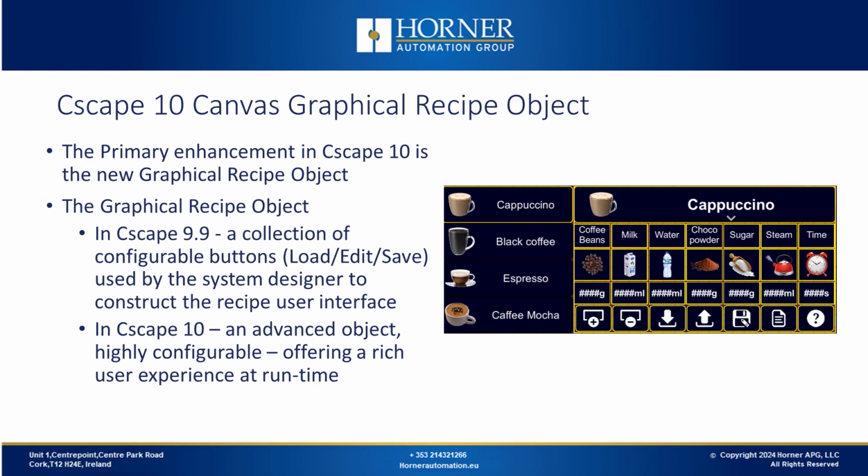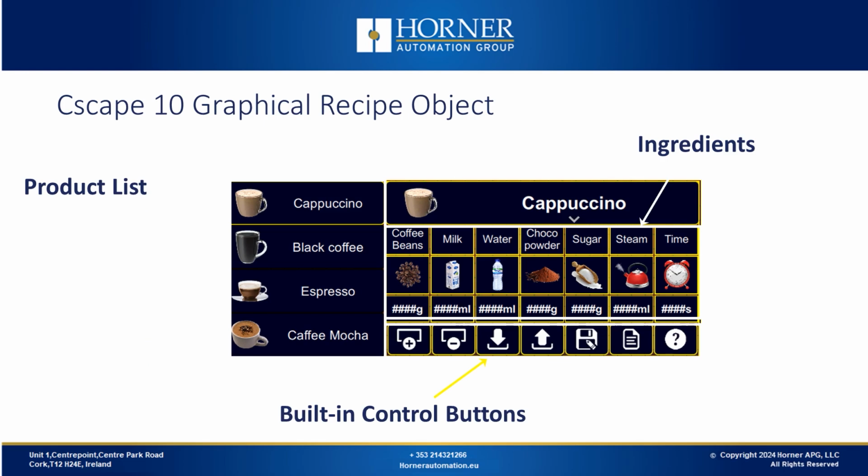The recipe object has also been substantially enhanced for Canvas and Cscape 10. The recipe object is now an all-encompassing object, which gives the system designer a lot of flexibility in configuring the functionality of any single object in regards to loading, saving, and creating recipes. Now let's look at the updated recipe object in more detail.